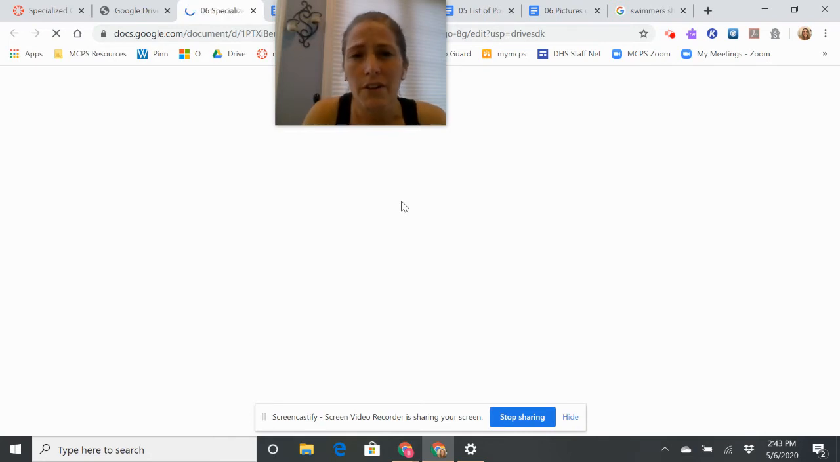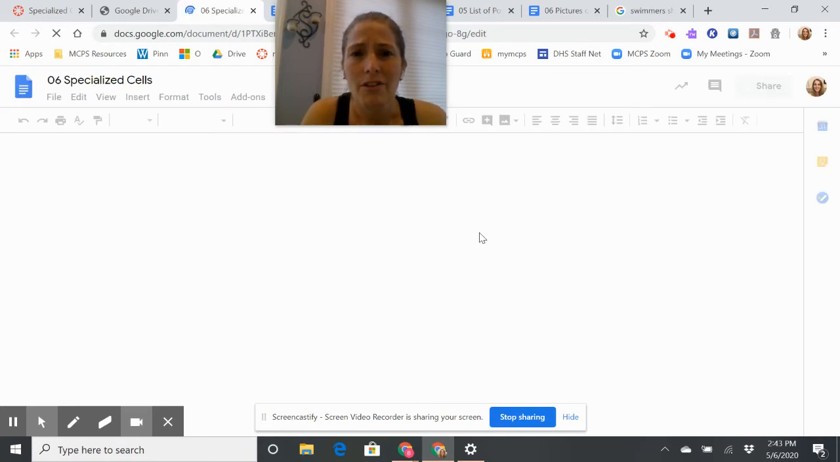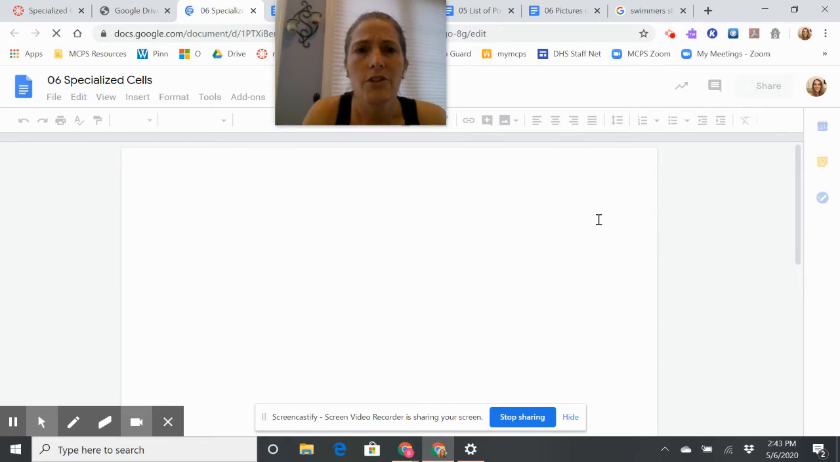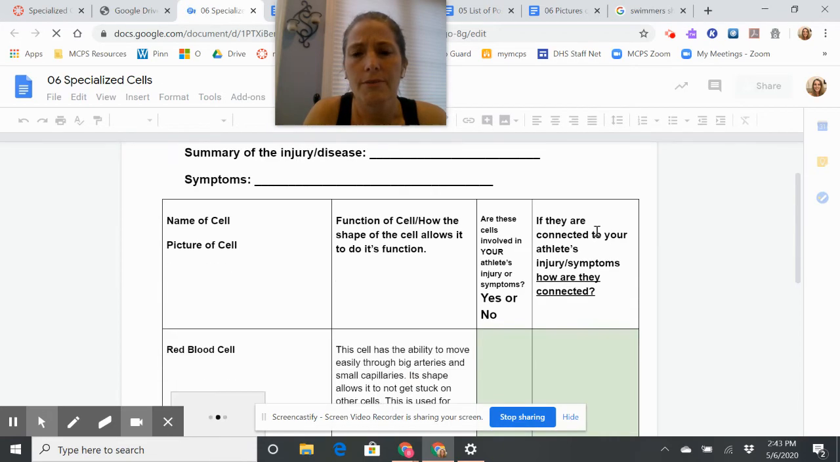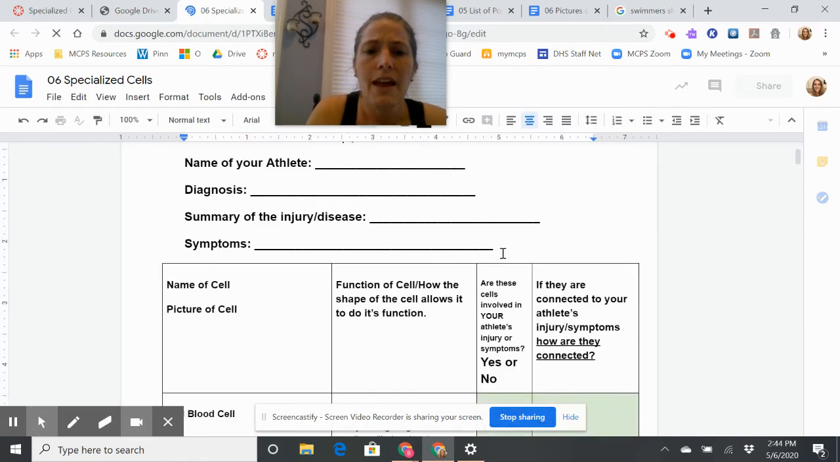Sometimes there'll be some cells on there that have nothing to do with your injury, and you can just say those don't have anything to do with it. But if they are related, then I want you to say, yes, these would have a connection. So for the specialized cell assignment, you're going to fill out this top part. I do want everybody to fill it out. Make sure you tell me which athlete it is, their diagnosis. Summary and symptoms, you can copy and paste this from last week's assignment, or you can just get it from those links.